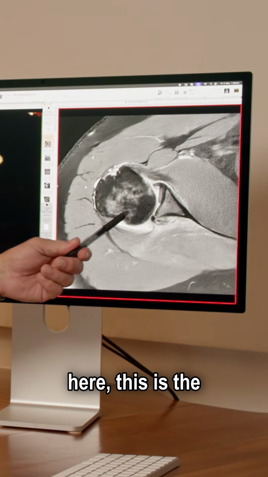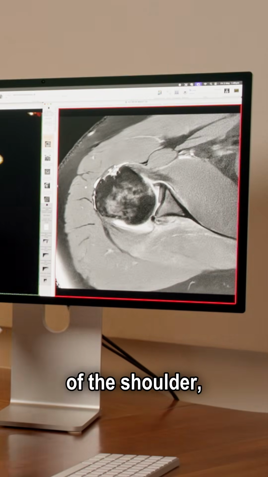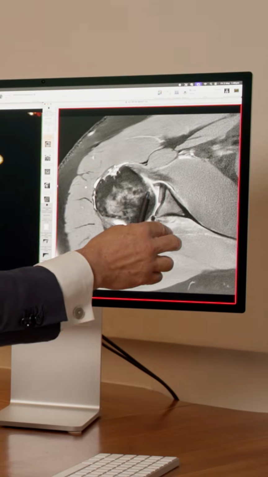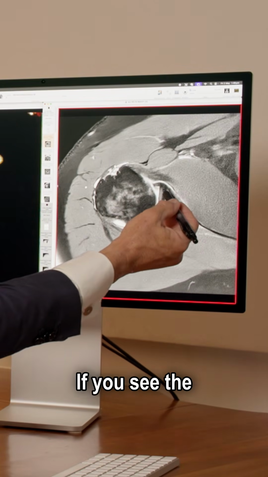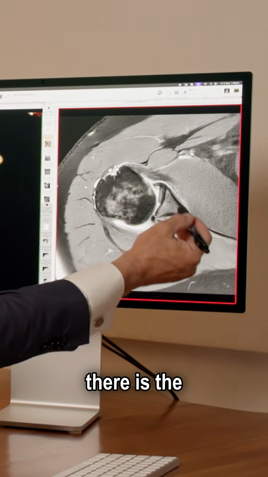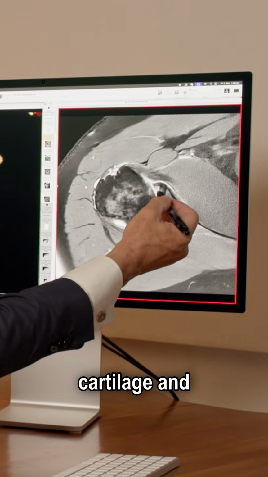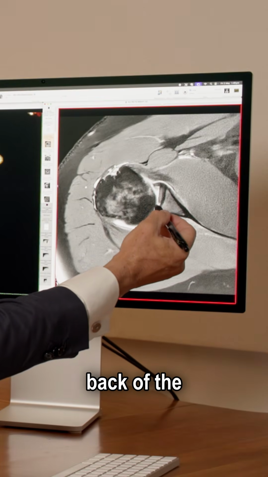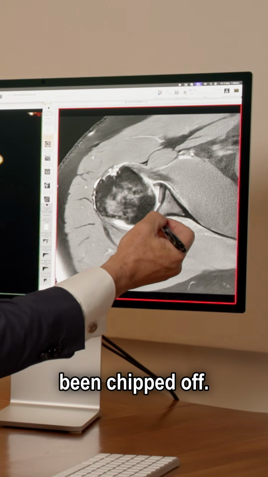So you can see here, this is the MRI scan. This is the back of the shoulder, this is the front of the shoulder, it's a cross section. This is rotator cuff at the front, rotator cuff around the back, this is deltoid. And this is the socket here. If you see the bony outline there, that triangle there is the glenoid or the socket going back to the shoulder blade. The grey layer is cartilage, and look here, there's no cartilage on the back of the glenoid there. There's a big chunk of cartilage that's been chipped off.